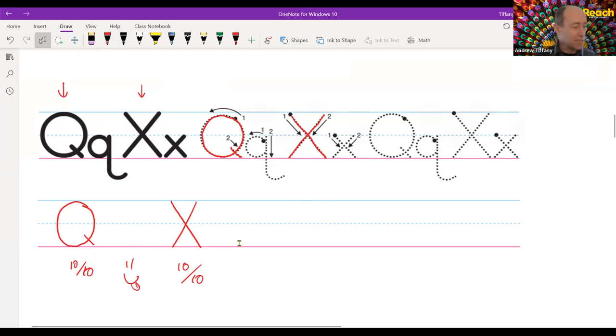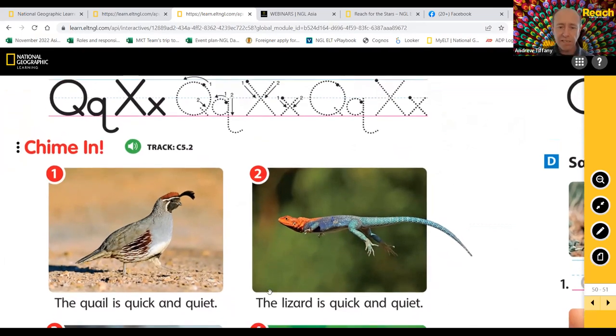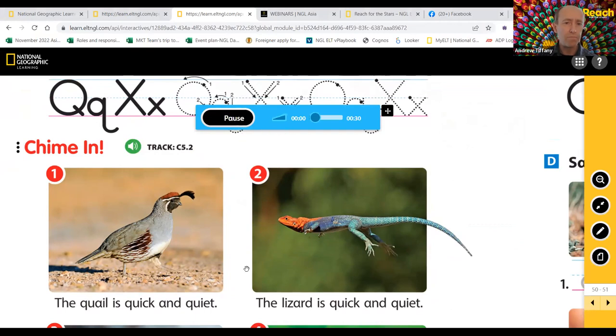Okay, very good. So let's see, if I go back to my screen, we have some pictures and some sentences down here. So let's see, we've got a sentence and it's about a quail, right? What's this thing here? A lizard, right? Let's listen and see what it says. Oh, go. Chime in. 1. The quail is quick and quiet. Ooh, the quail is quick and quiet. Very good. Okay, let's listen to the second one.